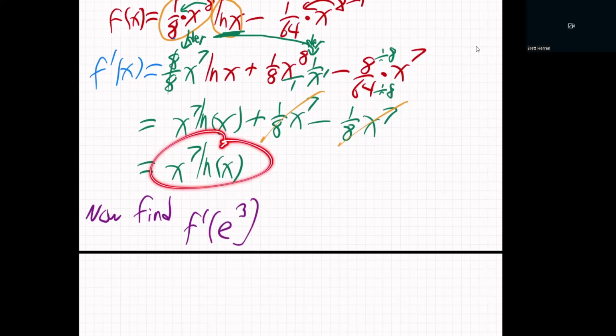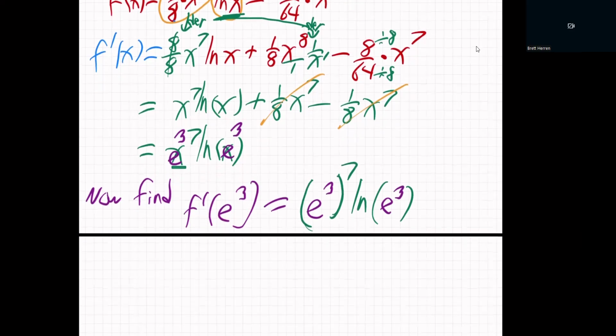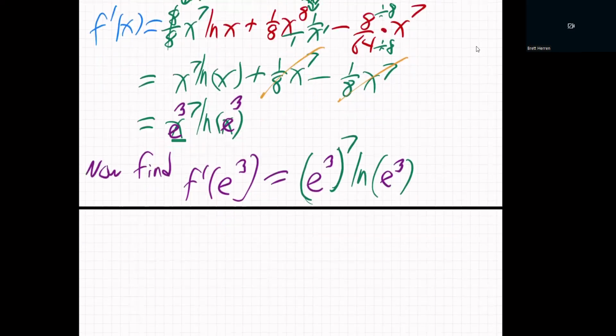Well, here's our answer to the derivative. Now they're just going to stick in e to the third, right? So I'm just going to, for example, I know mine didn't ask this, but you might get one like this. Stick in e to the third. So what that's going to be is e to the third to the seventh, right? Plug in e to the third there for x. Natural log of e to the third. So far, so good. So I just stuck the e to the third in for x. So it's raised to the seventh and natural log of e to the third.